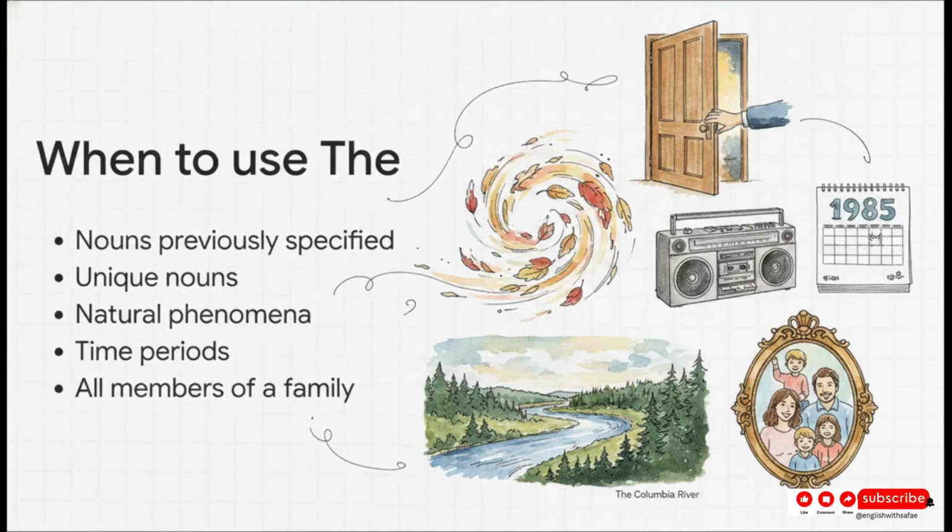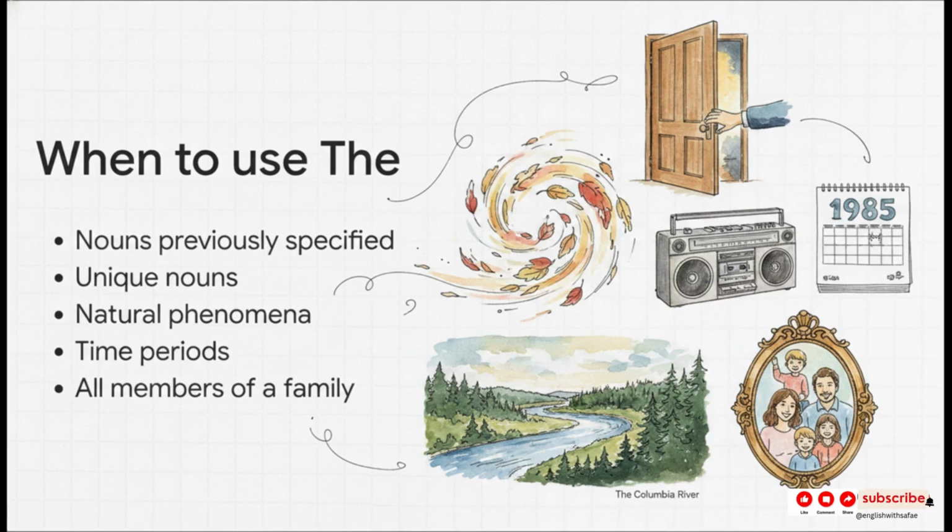But, of course, it does have its own specific rules. You use the when a noun has already been specified in context. For instance, if we're in a room together and I say, please close the door, well, you know exactly which door I mean. You also use it for unique nouns like the Columbia River or natural phenomena like the wind. It's also required for time periods like in the 1980s and when you're referring to all members of a family as a single unit.